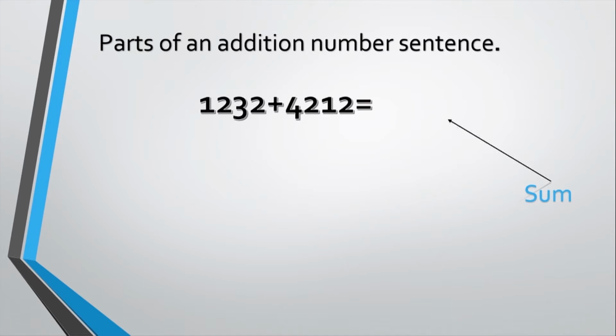1,232 add 4,212. Good? So in this particular number sentence, let's break apart the different parts of it here now. So we have our first part, which is the first number that we have, which is called an addend. So we have one addend here, and we have one on the other side. So these are the numbers that you are adding together.